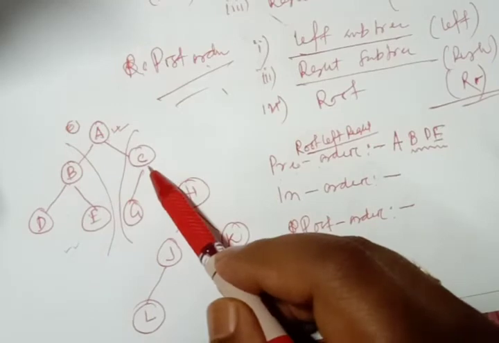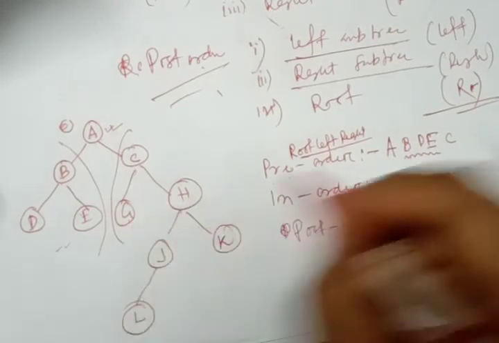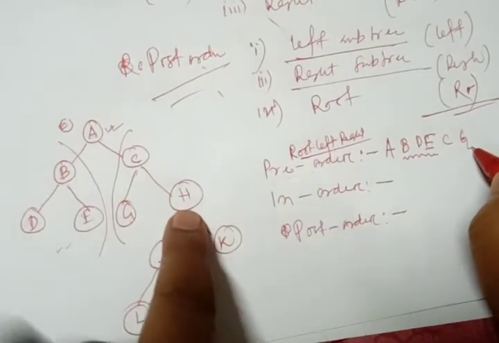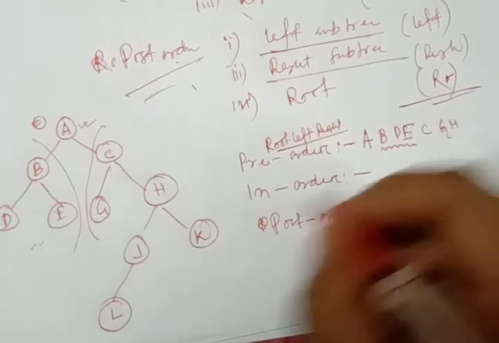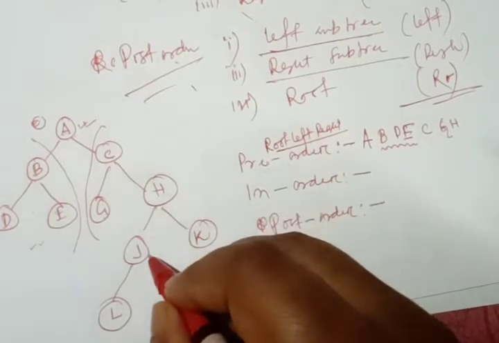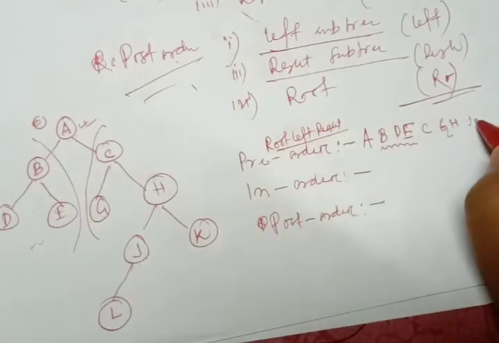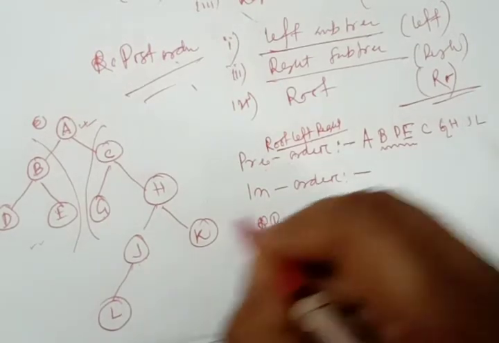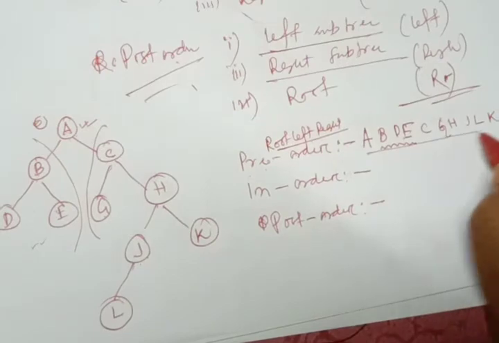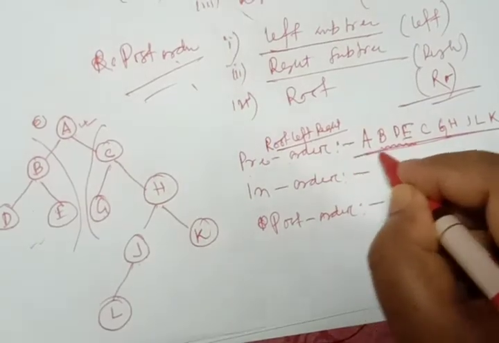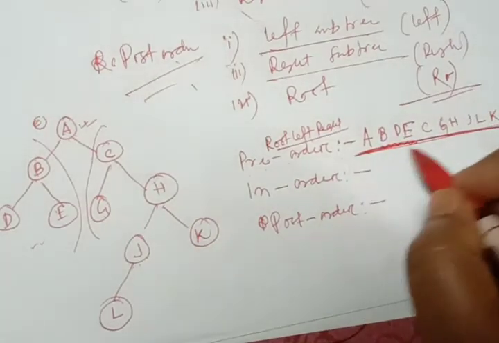Then we move to the right subtree. In the right subtree, the root node is C. Then its left is G. Then its right is H. Then H's left is J. Then left of J is L. Then we go to the right of H, there is K. So this is the pre-order traversal sequence.